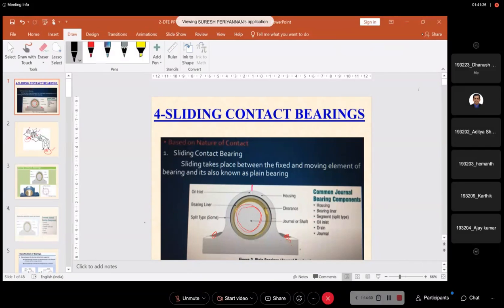Yeah, where is this screen? Yeah, Kalyan. Guys, any doubt? No doubt, sir.